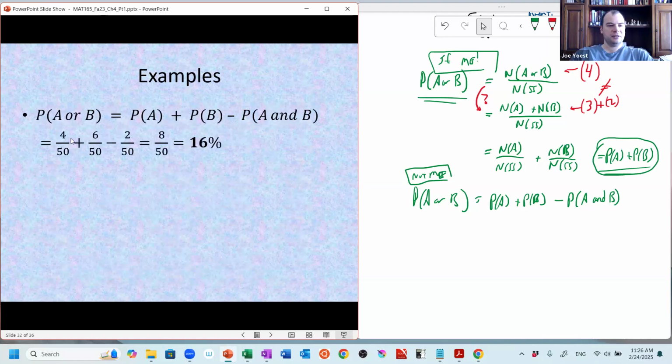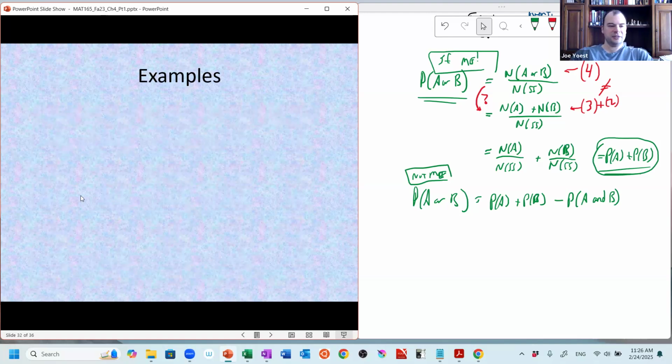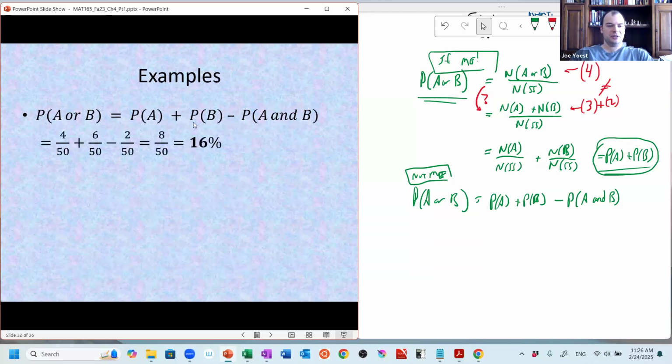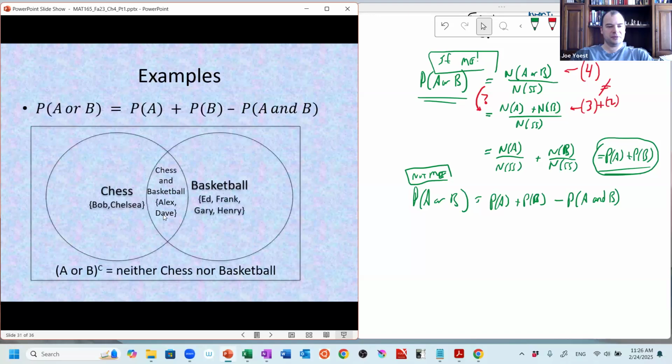So we see, how many kids are in the chess club? 4. That's Alex, Bob, Chelsea, and Dave. Alex and Dave were counted once in this left circle. How many kids are on the basketball team? 6. That's Alex, Dave, Ed, Frank, Gary, and Henry. Alex and Dave got counted again with the basketball folks.